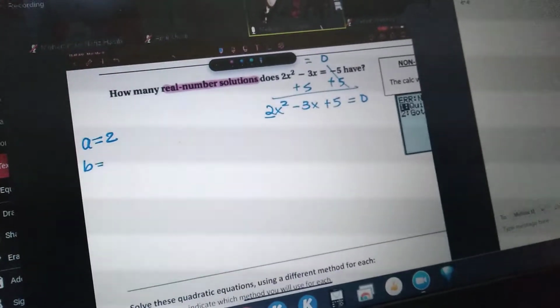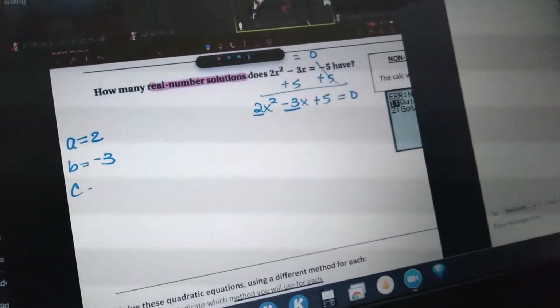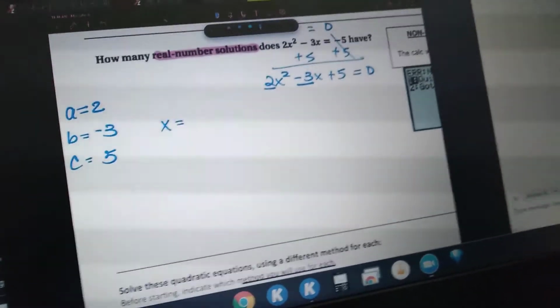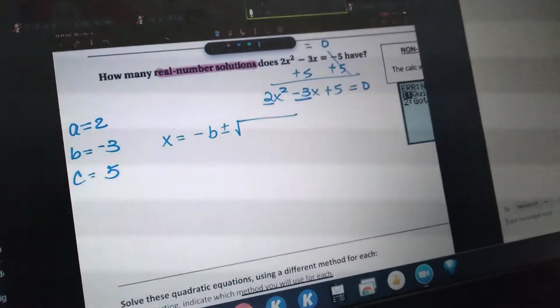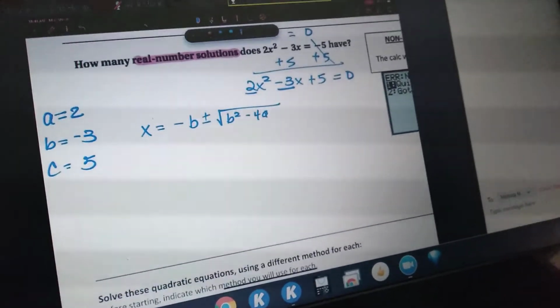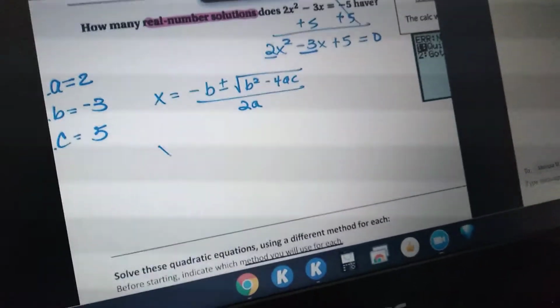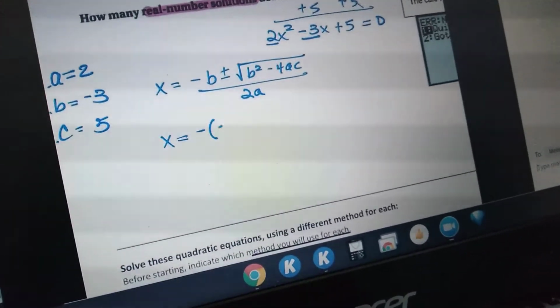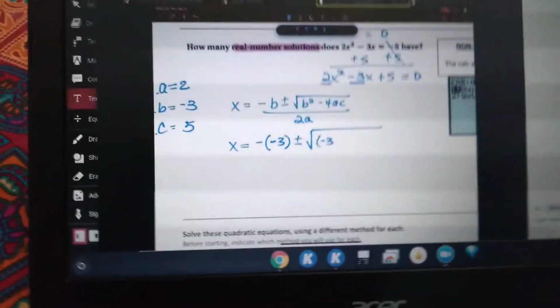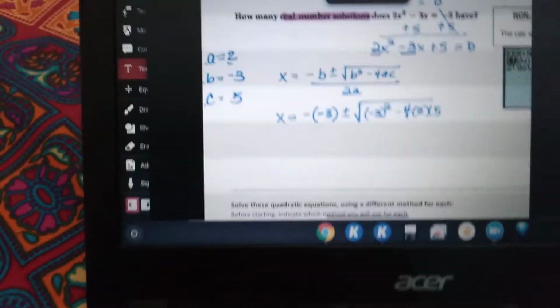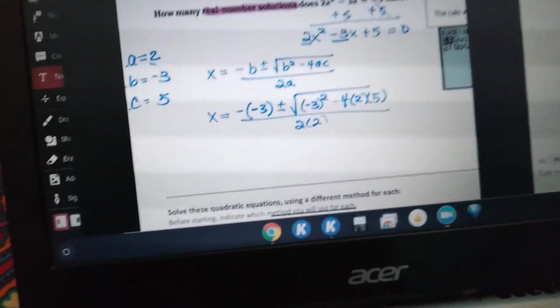Now, we're going to use the quadratic formula. My a equals 2. My b equals negative 3. My c equals 5. The formula: x equals negative b plus or minus the square root of b squared minus 4ac all over 2a. Plug in your a, b, c's. X equals negative, parentheses, negative 3, plus or minus the square root, parentheses, negative 3 squared, minus 4, my a is 2, my c is 5, all over 2 times 2.